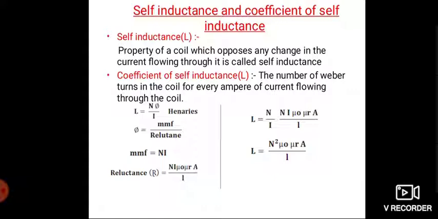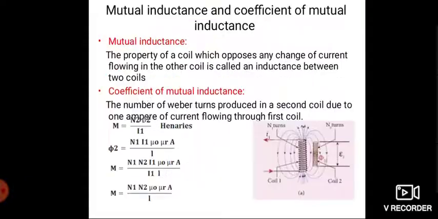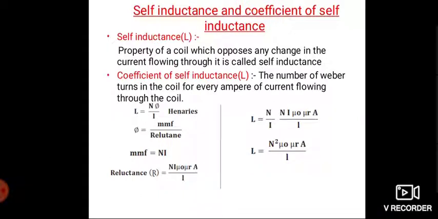Substituting the reluctance value in the flux equation, and then substituting the flux equation into the self inductance, we get L equal to N divided by I, into N I mu naught mu r A divided by l. So I gets cancelled. The final result will be N square mu naught mu r A divided by l.